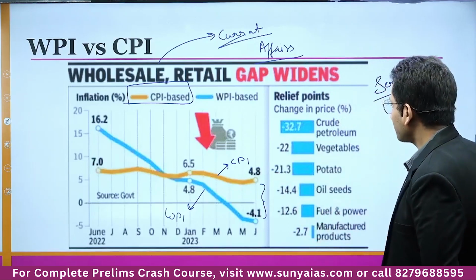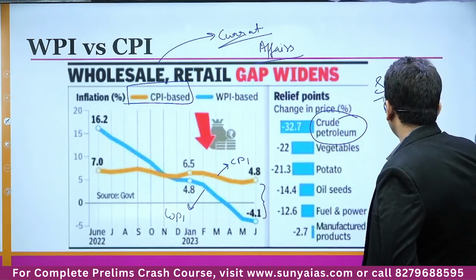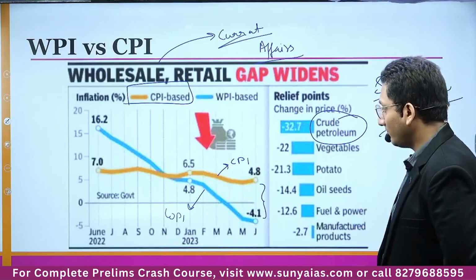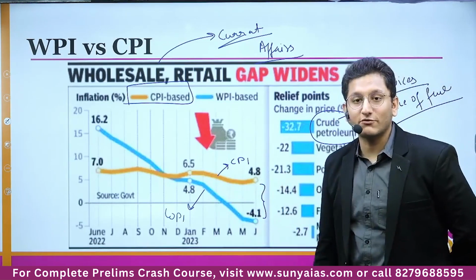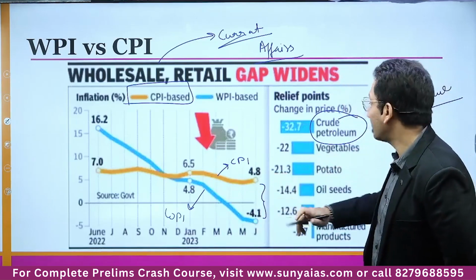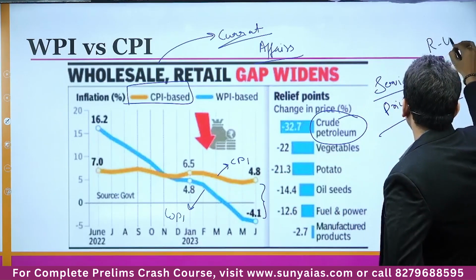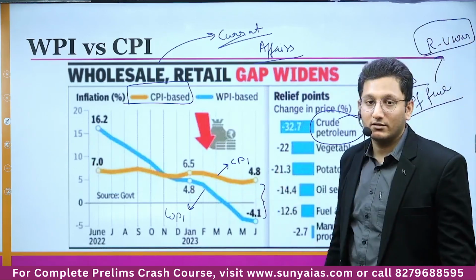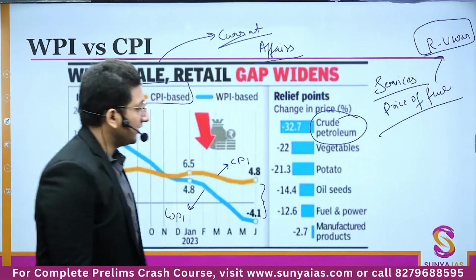Also, guys, the price of fuel. We have seen in the previous slide that CPI is more sensitive to the price of fuel while WPI is less sensitive. So can we say that due to the price of fuel, which comes from an external shock such as the Russia-Ukraine war, there is an increase in CPI and WPI? And there are other reasons also such as food articles, fuels, right?